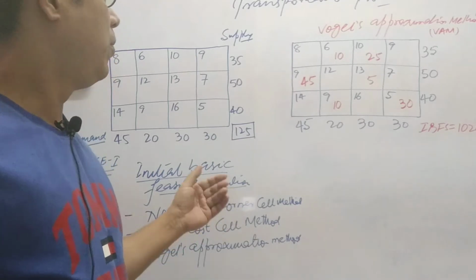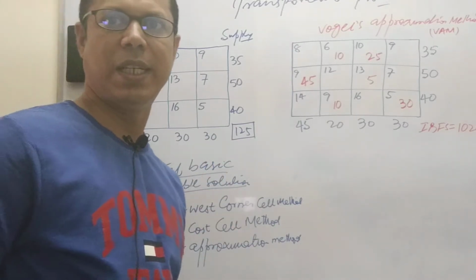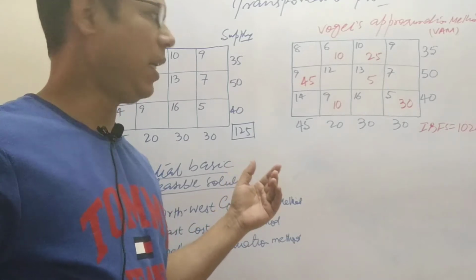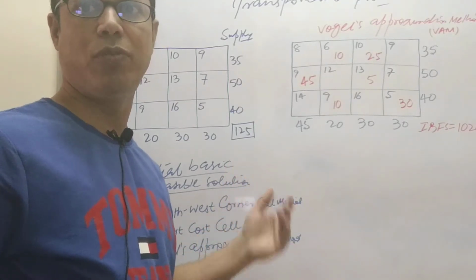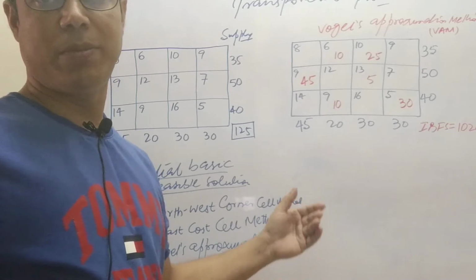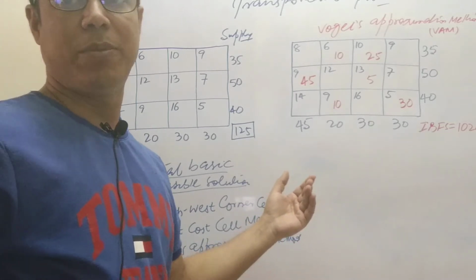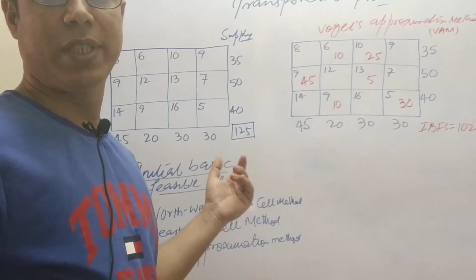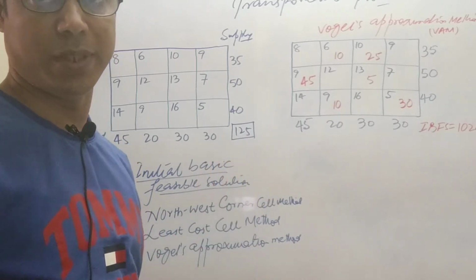So if there are no conditions in the exam question to find the optimal solution by applying either of the methods, it's better to go for either of these two methods to find the optimal solution, means either the stepping stone method or the UV method. But for the initial basic feasible solution, it's better to go for Vogel's approximation method.